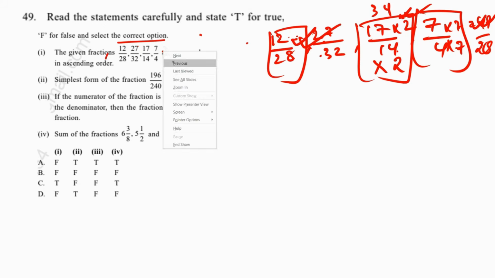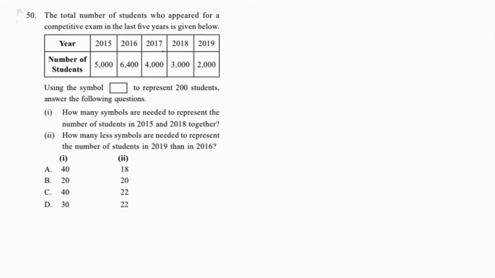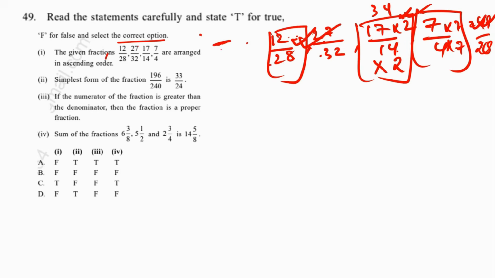So option number 1 is true. Let's check out for the possible answers. False, eliminated. False, eliminated. True stays. False, eliminated. The only option with true as the first one is option number C. So that's the answer. We do not really require the rest of the three over here.